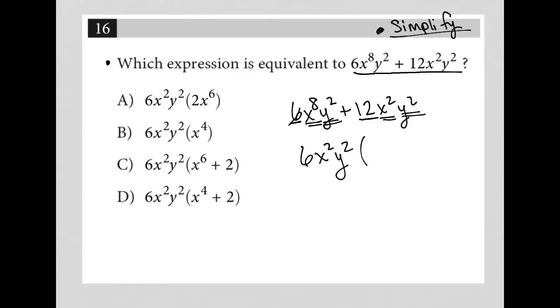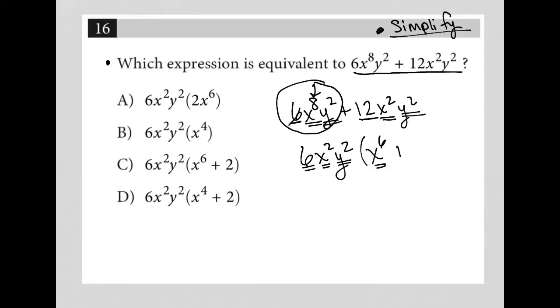Now, what would go inside parentheses here? What would I need to multiply 6x squared y squared by in order to recreate this first term here? Well, it would just be x to the 6th, right? Because I already have the 6 taken care of. X squared times x to the 6th gives me the x to the 8th. And again, I already have the y squared, so that's taken care of now.